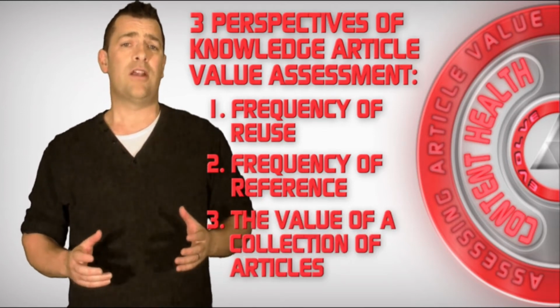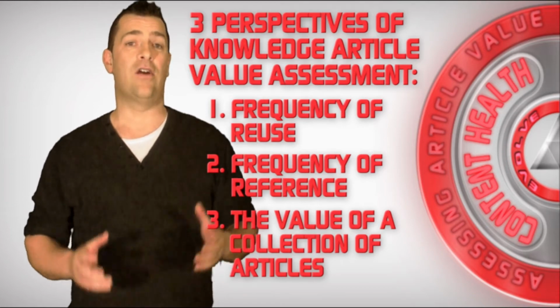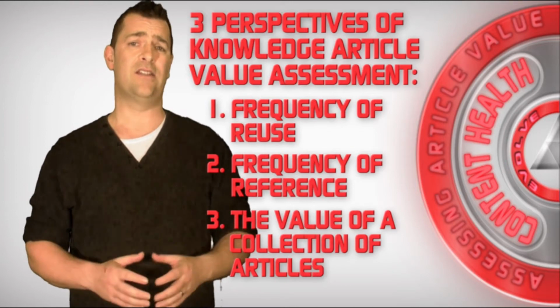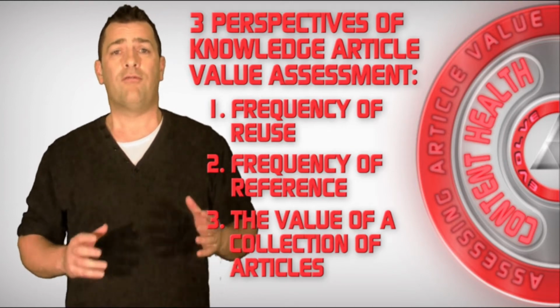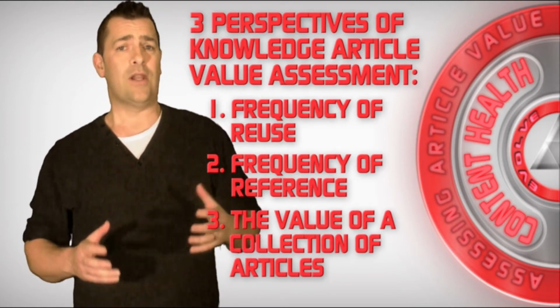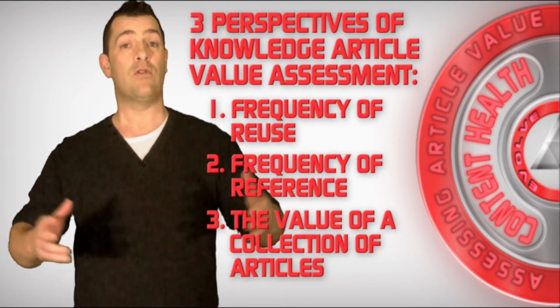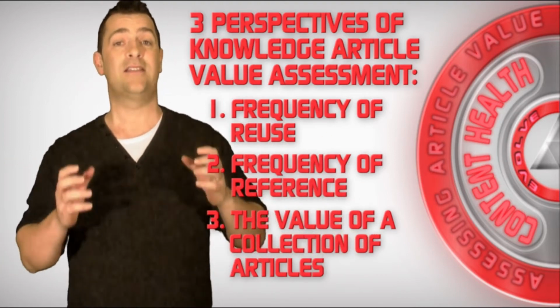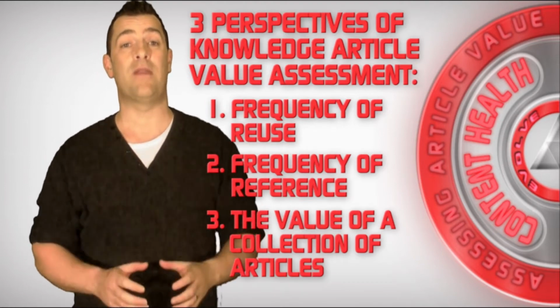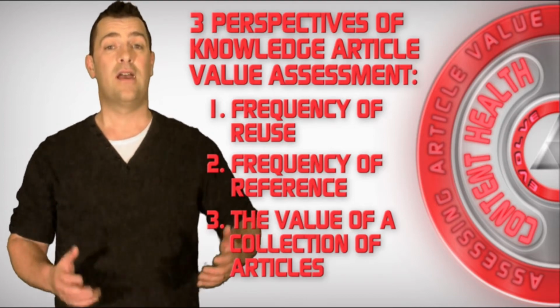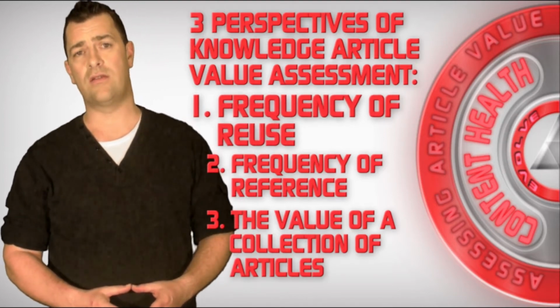The reuse frequency is a strong indicator of the value of an individual article and is fairly easy to assess. But the frequency of reference is equally important but is much harder to assess. And the value of the collection of articles has to be looked at from a systemic point of view. Let's consider the first perspective, article value based on reuse.